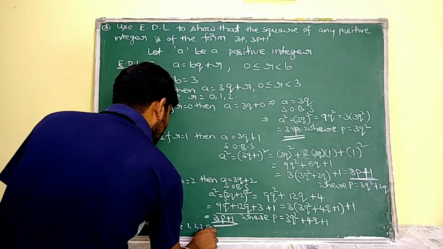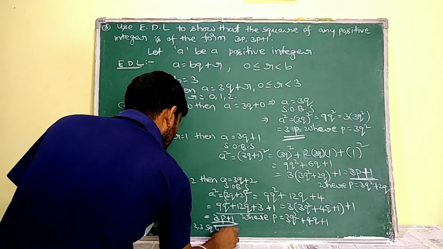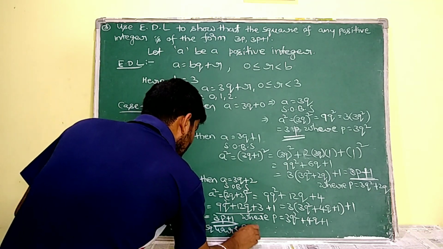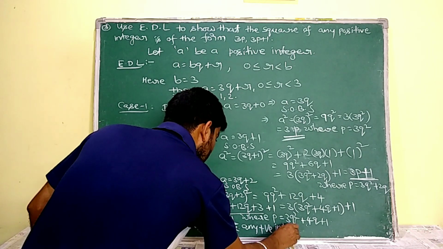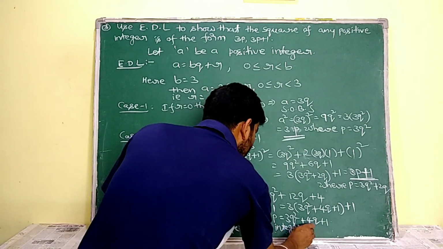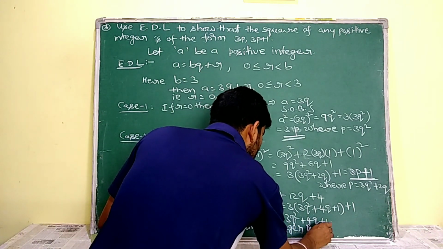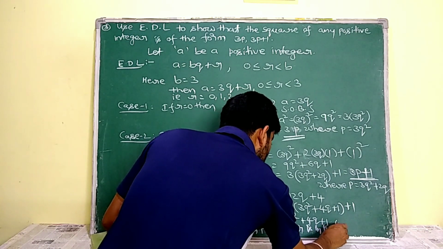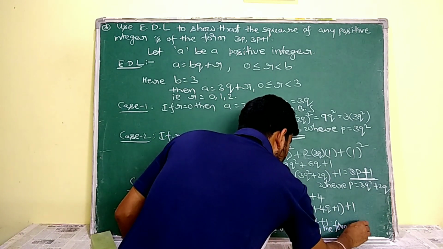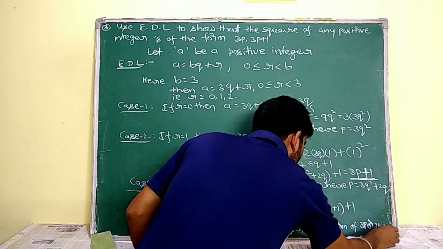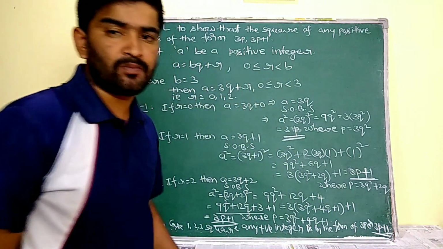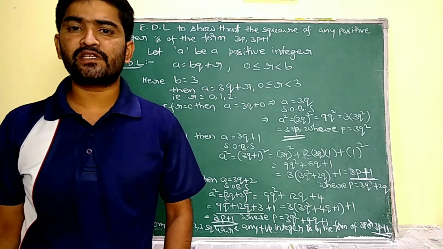Square of any positive integer is in the form of 3p or 3p plus 1. This is our problem. Understand? I hope you understand everyone.